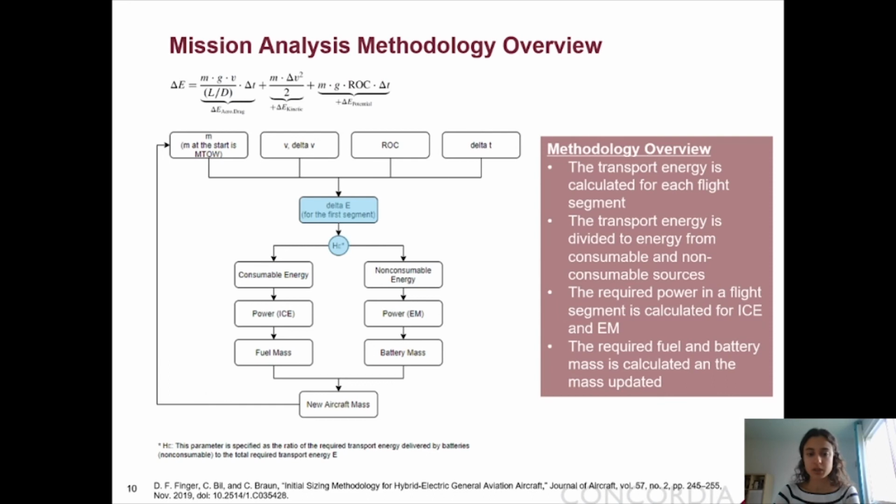The energy is split in consumable, the energy coming from the fuel, and non-consumable, the energy coming from the batteries. Then the power necessary and the fuel and battery masses are calculated. At the end, the overall aircraft mass is calculated and fed back to restart the loop for the next flight segment. When the loop has been performed for every flight segment, the overall mass of the aircraft and the mass of fuel and battery needed to fulfill its mission can be determined.